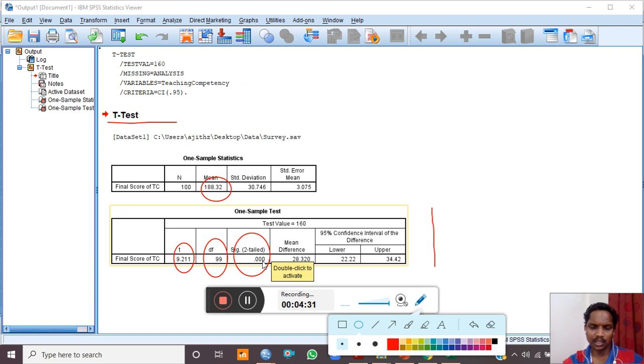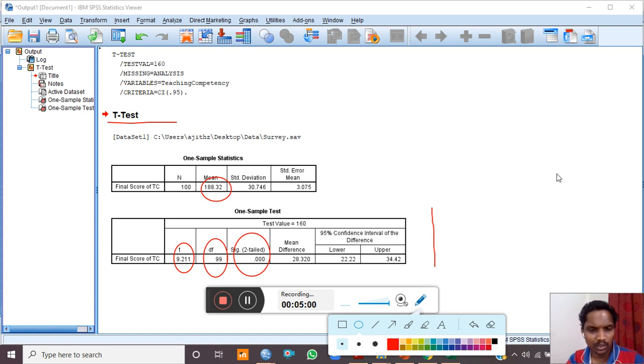You can see the significance value is less than 0.05, which means that our result is significant. In that case, we have to reject the null hypothesis. Since the p-value is less than 0.05, we will reject the null hypothesis, and we can say that there is a significant difference in the previous mean and the present mean.